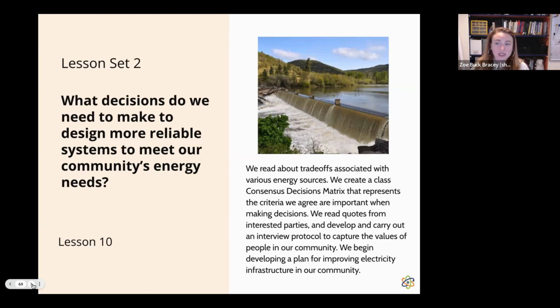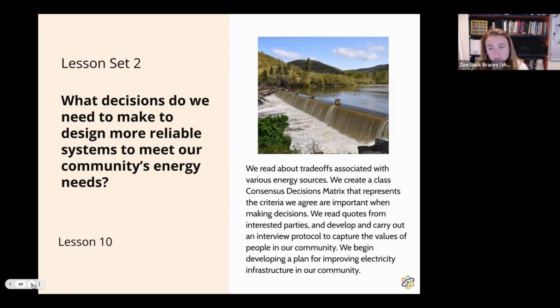For example, a hydroelectric dam, which is in this photo, seems like a really great solution because it can generate an enormous amount of power, and it is also not something that's contributing greenhouse gases to the environment. However, it makes a huge impact on ecosystems, and there are indigenous groups who are fighting against hydroelectric dams because it's destroying their way of life. So we're going to read about a lot of these very complex trade-offs. And we're going to read about them from the perspective of different interested parties.